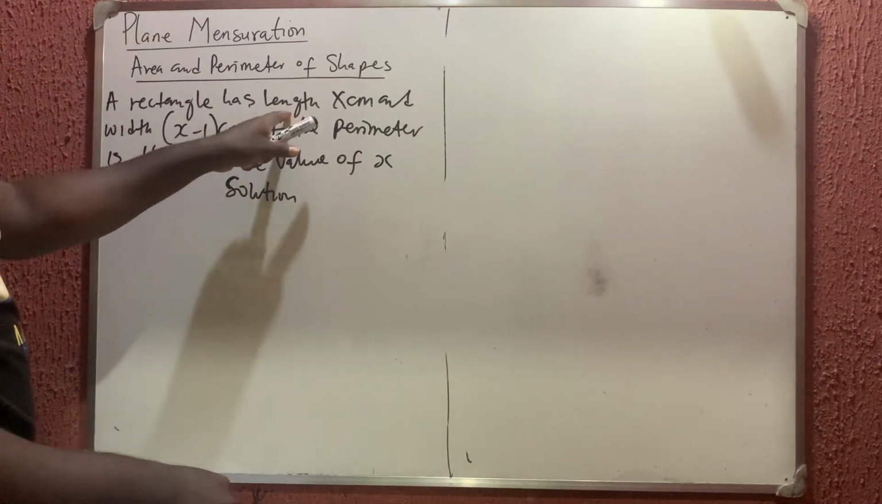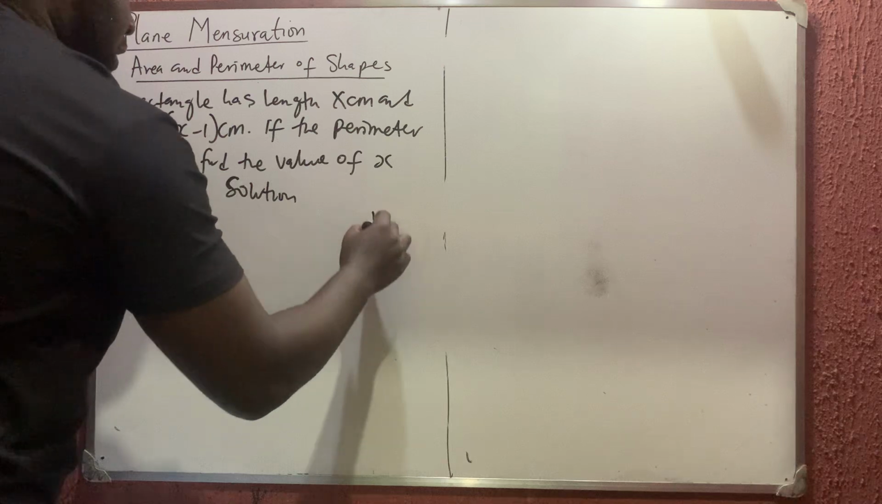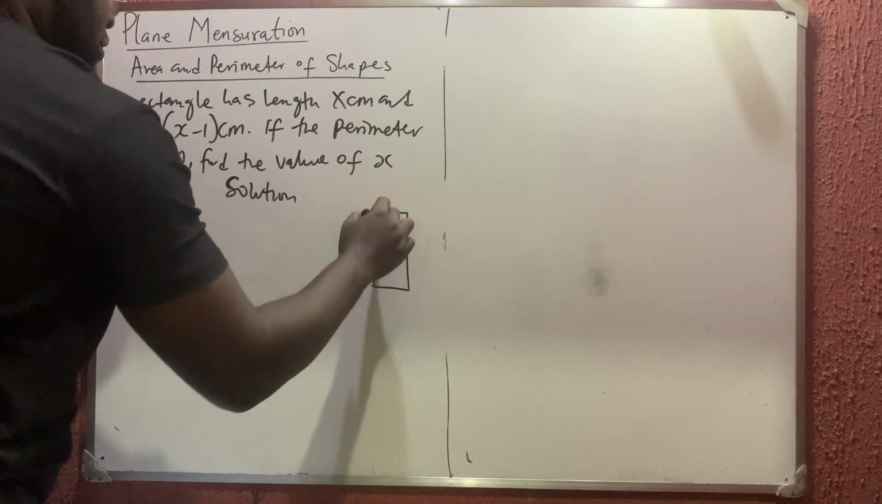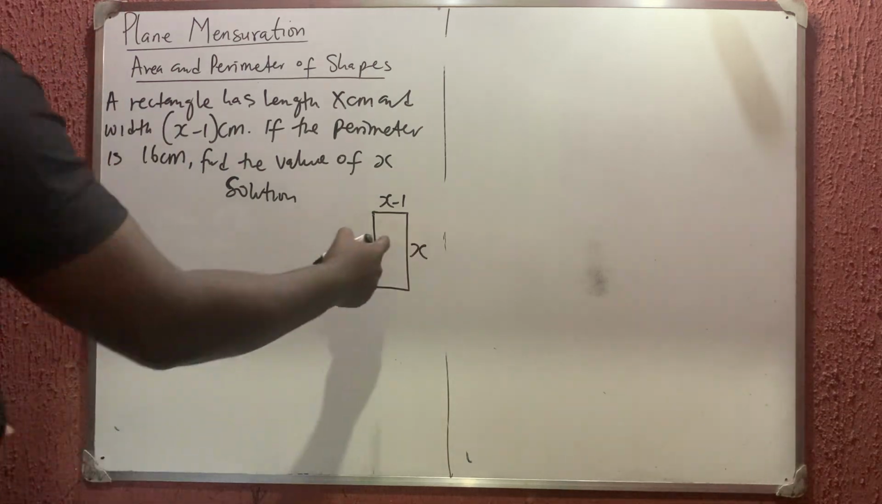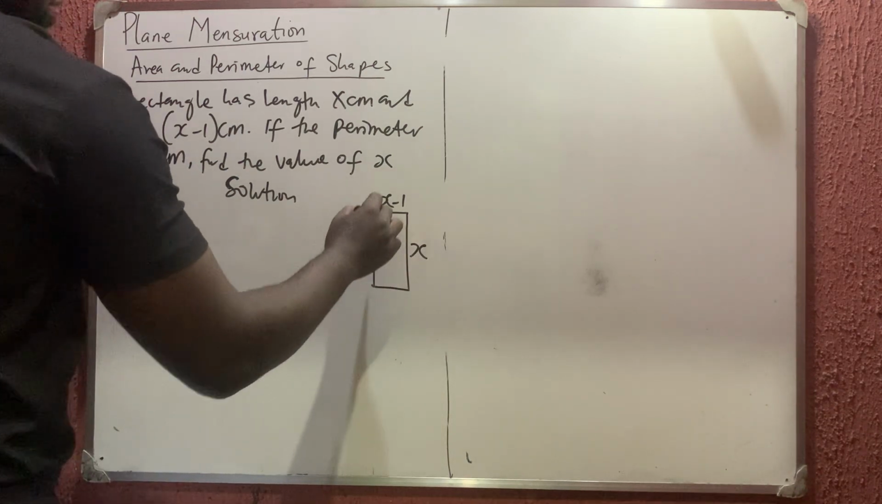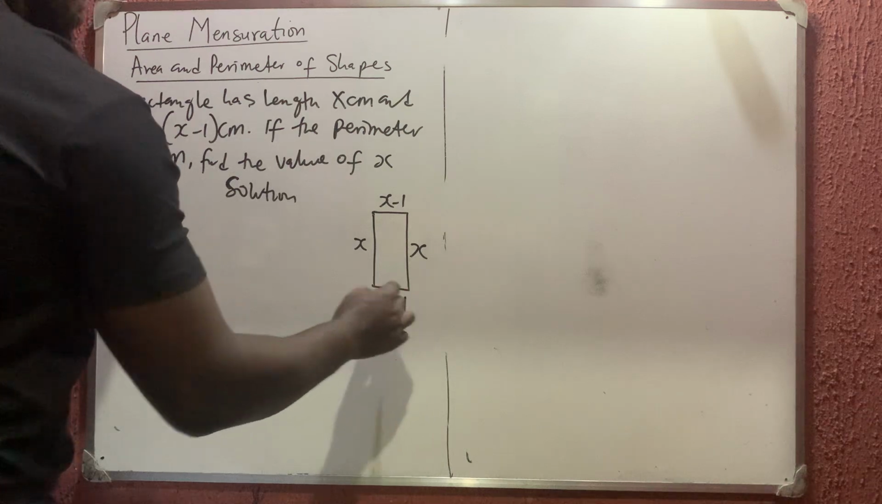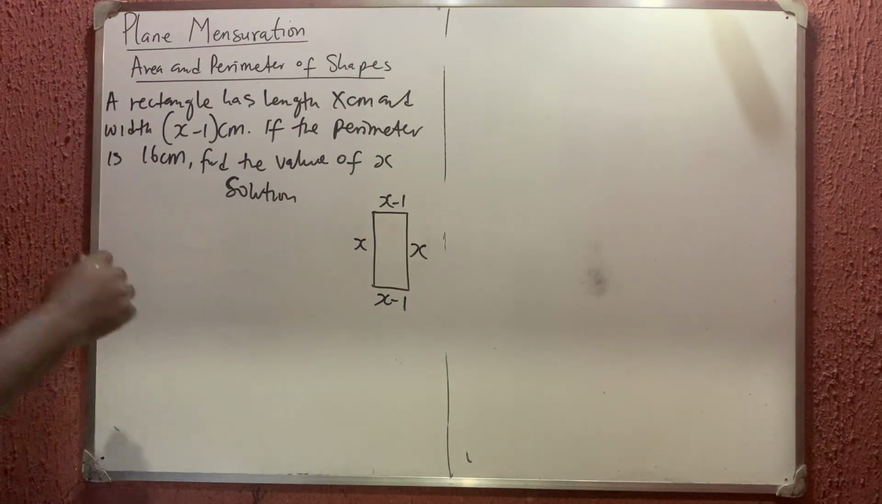Minus 1 shows that the length is longer, so let us make the length longer. So it should be something like this. If here is x minus 1, here should be x. And don't forget that if here is x, here should be x. And if here is x minus 1, here should be x minus 1.